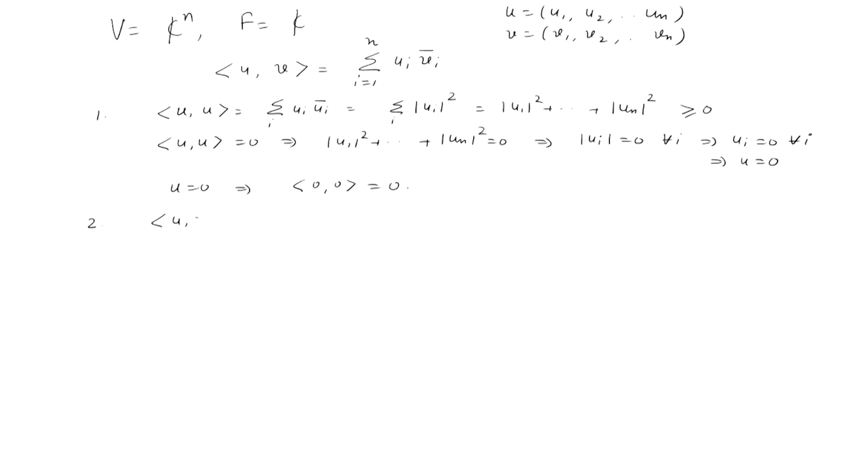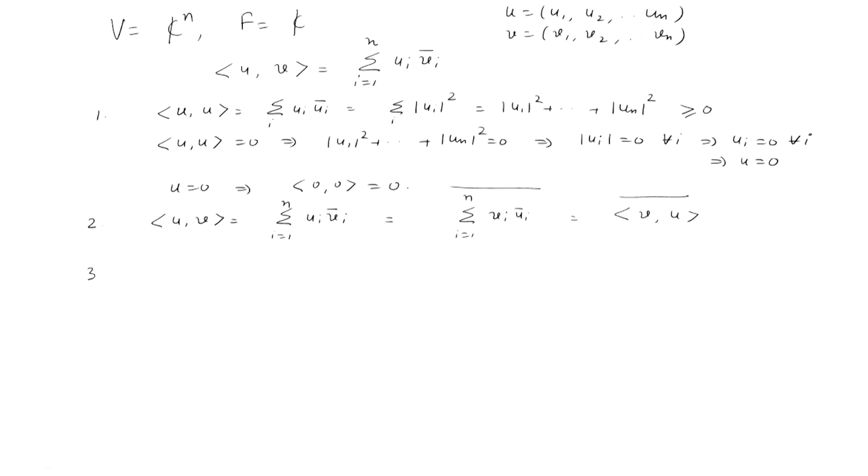So, the first property holds. Now, for the second property, the inner product of U comma V, if you take, is the summation over i from 1 to n of Ui Vi bar, which can be written as the summation over i from 1 to n of Vi Ui bar, whole bar. And this is the inner product of V comma U, whole bar. So, the second property also holds.